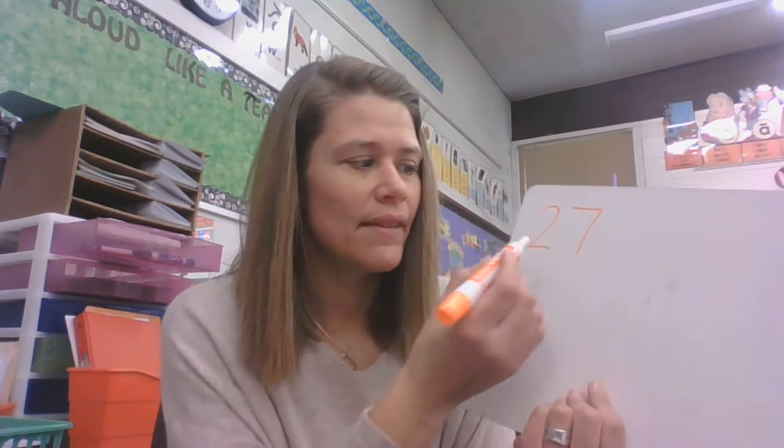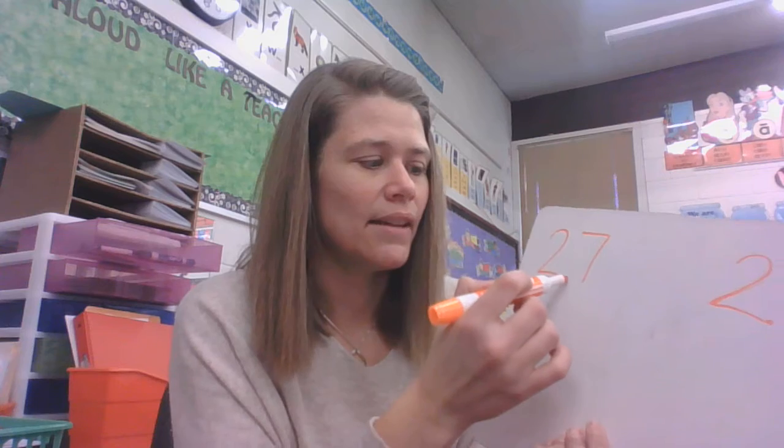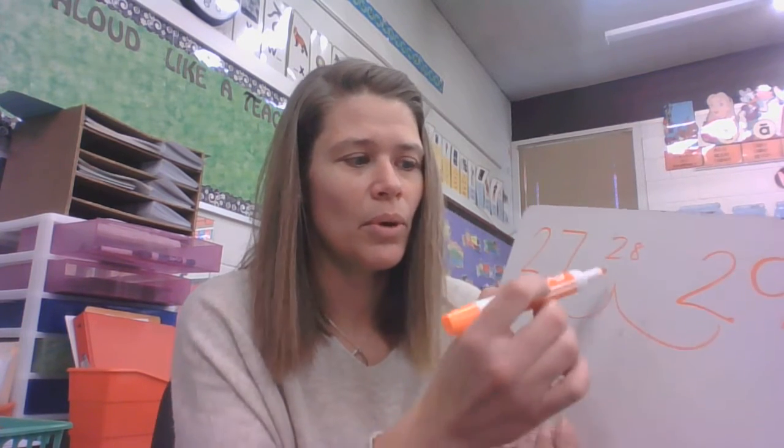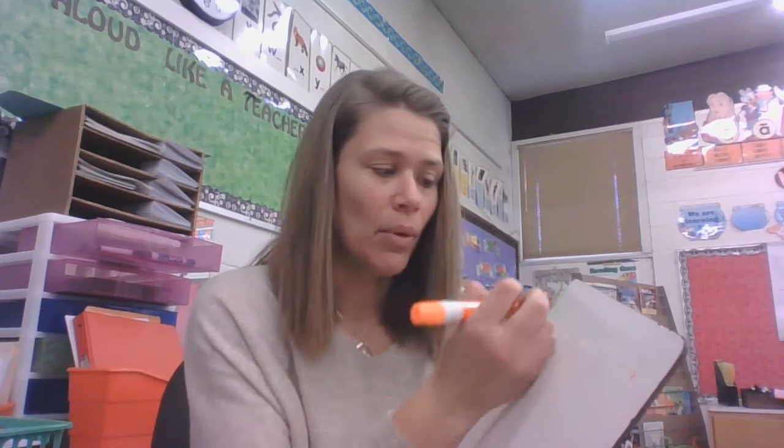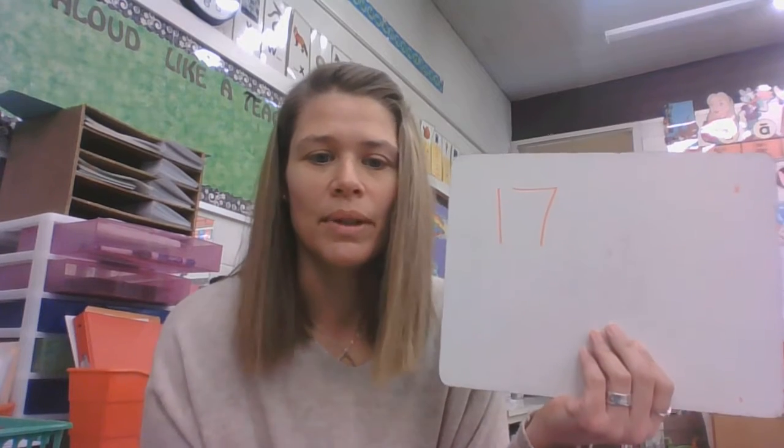2 more than 27 is 29, because I've got 1 and 2 more, because 28 would be 1 more. 2 more is 29. Okay, next one. What is 3 more than 17? Think about it. What's 3 more than 17?